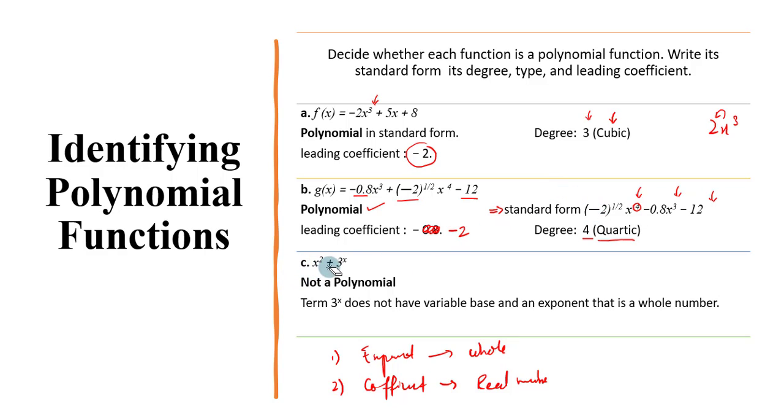And the last one, x to the power k plus 3x. Let's see whether it is a polynomial or not. It is not a polynomial because the last term here, this term, does not have a variable base. This base is a constant. The base cannot be a constant, it always has to be a variable, and the exponent here is not a whole number. We have a variable in the exponent, and that cannot be the case because x can be equal to -1 or whatever. We don't know the value of x. That is why the third term is not a polynomial function.